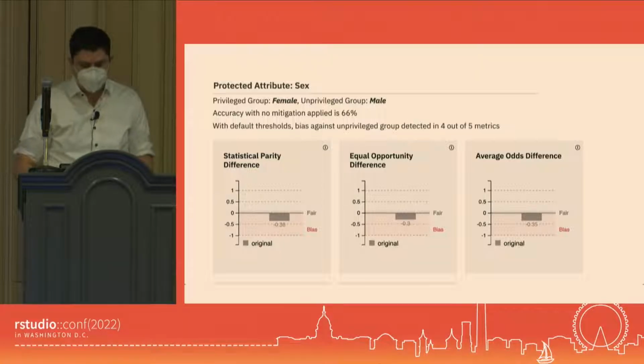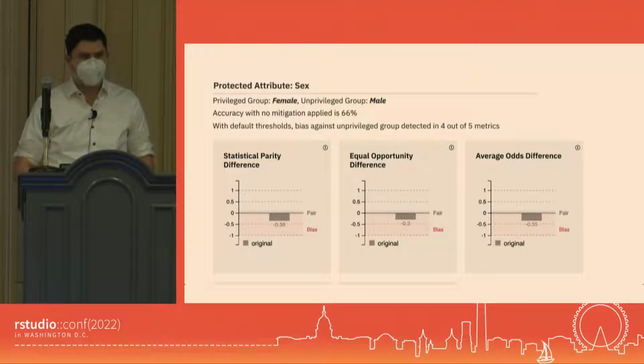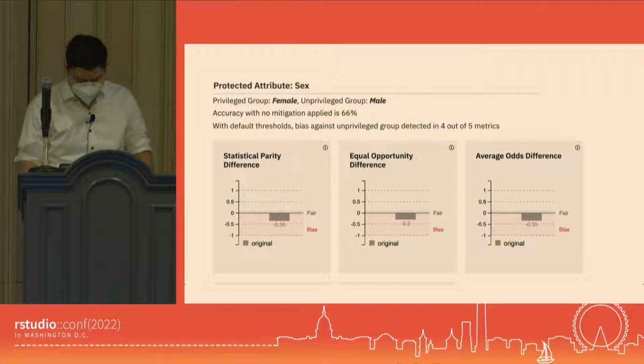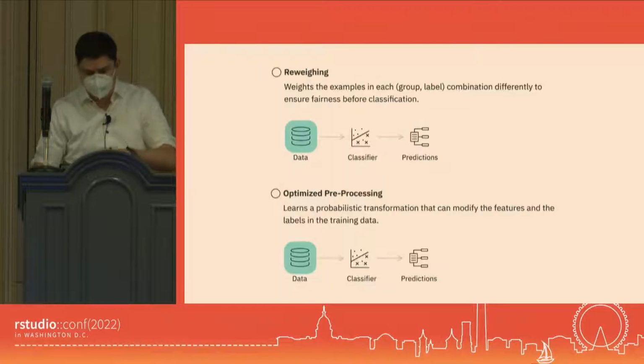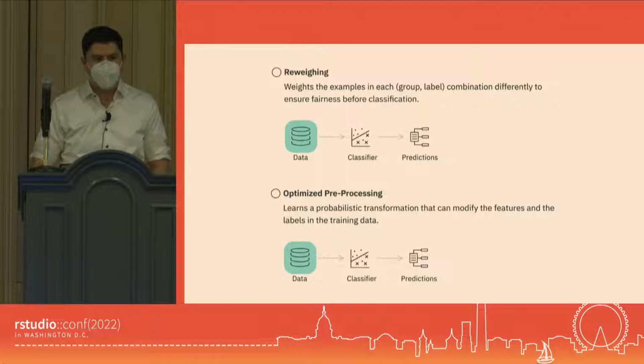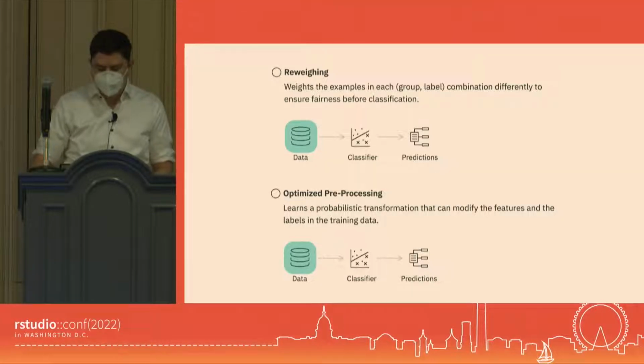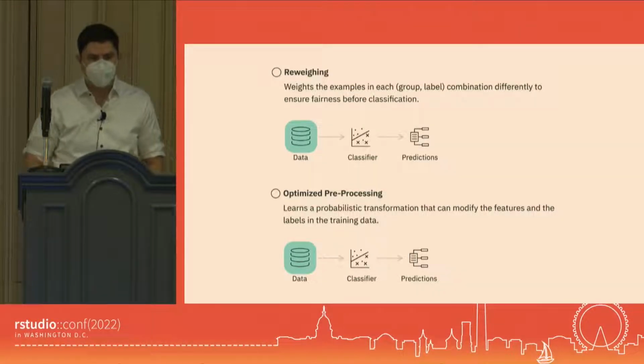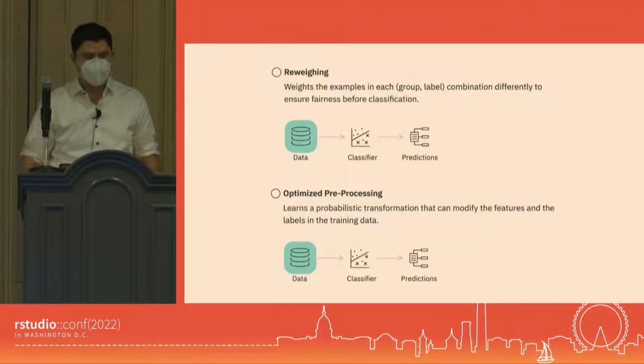So the tool goes on to determine things like what would the statistical parity difference be, what's the equal opportunity difference, what's the average odds difference. And then it goes so far as to offer strategies for addressing that bias. These are two of the automated strategies that it proposes, reweighting and optimized preprocessing.